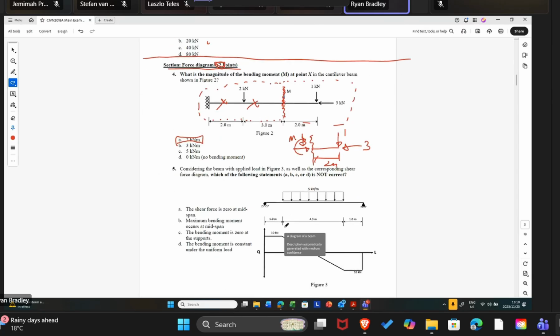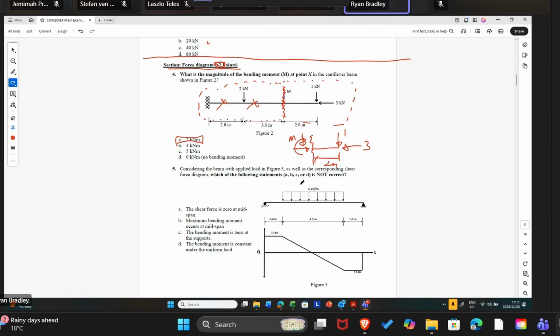All right, so the next question here is a theory question. What's been given here is a shear force diagram. We have a beam. The beam is supporting a load, and this load is not acting over the entire length of the beam. It's acting over an internal portion of the beam. So the question is asking, considering the beam with applied load in figure 3, as well as the corresponding shear force diagram, which of the following statements is not correct?